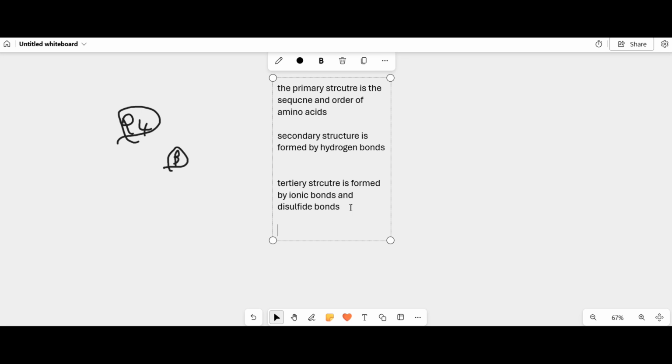You always need to say the tertiary is what's responsible for the active site. It's what's responsible for the unique shape of the active site. So you can state that there for another mark. Quaternary structure contains more than one polypeptide.